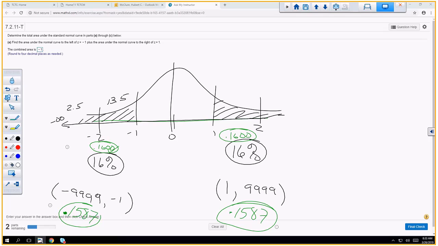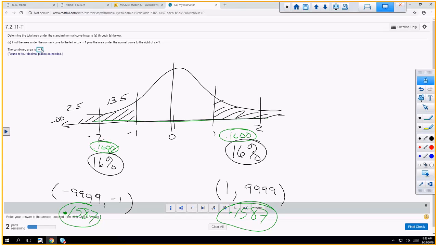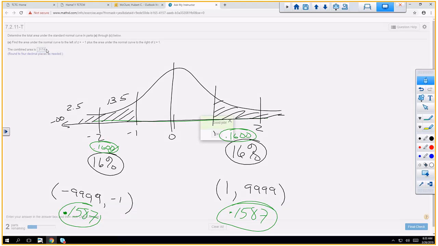So somebody multiply by 2, that'd be 0.31674. Somebody check me. Yes, 0.3174. So I'll type that one in because I don't like parts. 0.3174. And we feel good about ourselves.